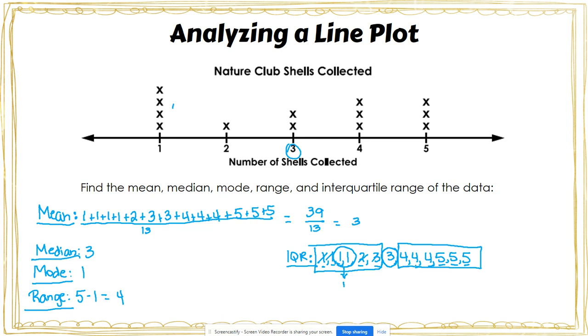I'm going to do the same thing with the numbers on my upper half. So I'm going to cross out 1 from the front and 1 from the back until I get to the middle, and I notice that I have 2 numbers in the middle here. So again, I will add them together, 4 plus 5, which gives me 9, and then divide by 2. 9 divided by 2 is 4.5. So my first quartile here is 1, and my third quartile is 4.5. To find my interquartile range, I'm going to take those and subtract. 4.5 minus 1 gives me 3.5. So the interquartile range here is 3.5.